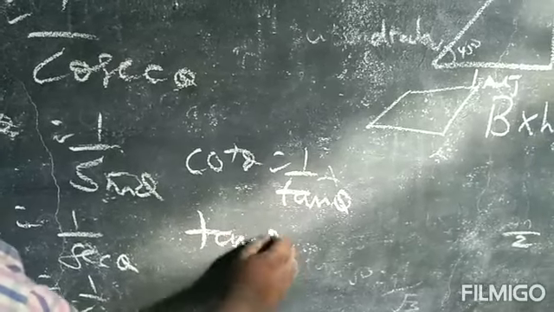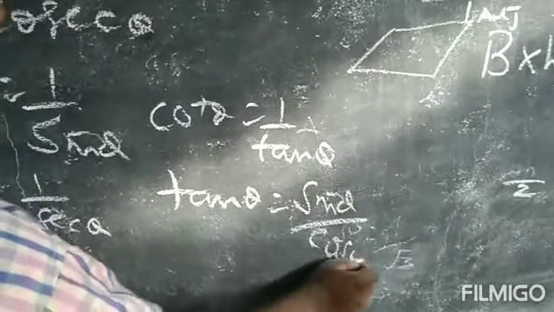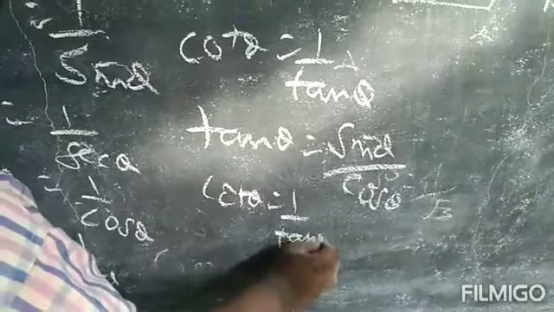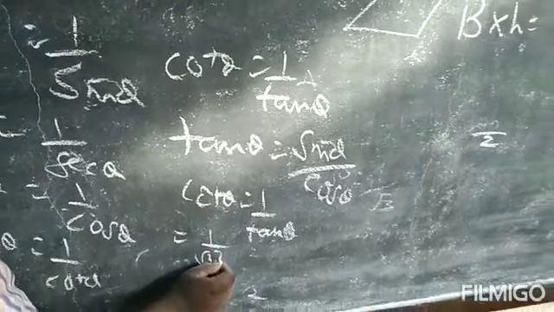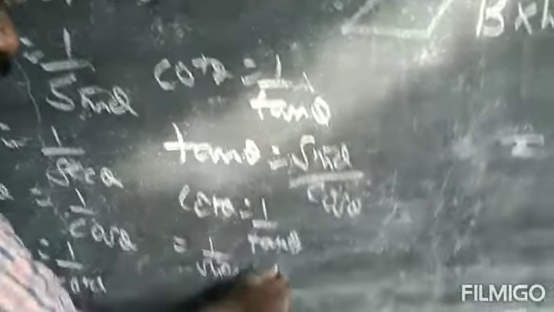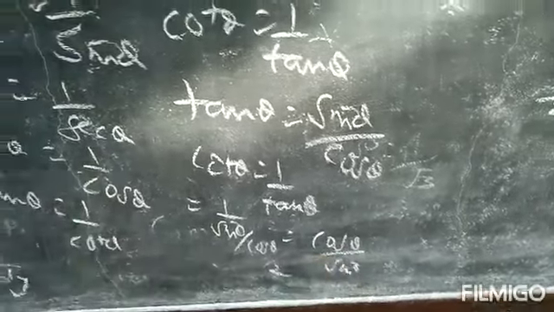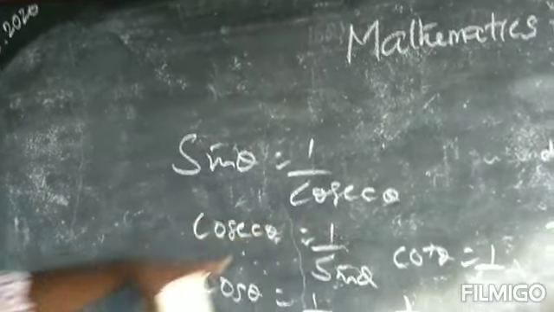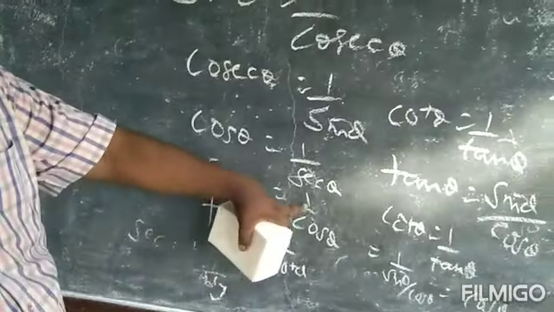Tan theta is equal to sin theta by cos theta. Cot theta is equal to 1 by tan theta, which means cot theta is equal to cos theta by sin theta. So this means sin theta into cosecant theta is equal to 1, cosecant theta into sin theta is equal to 1, cos theta into secant theta is equal to 1, and secant theta into cos theta is equal to 1.